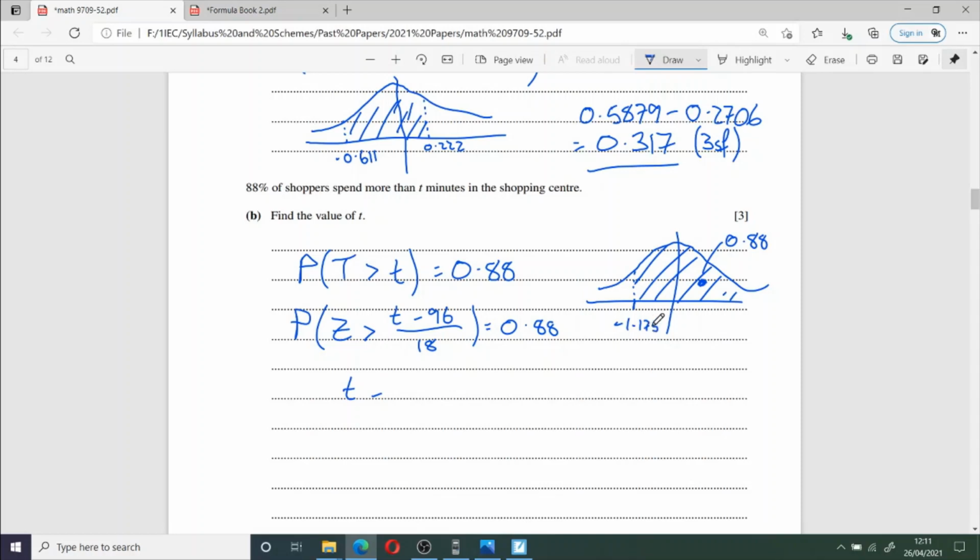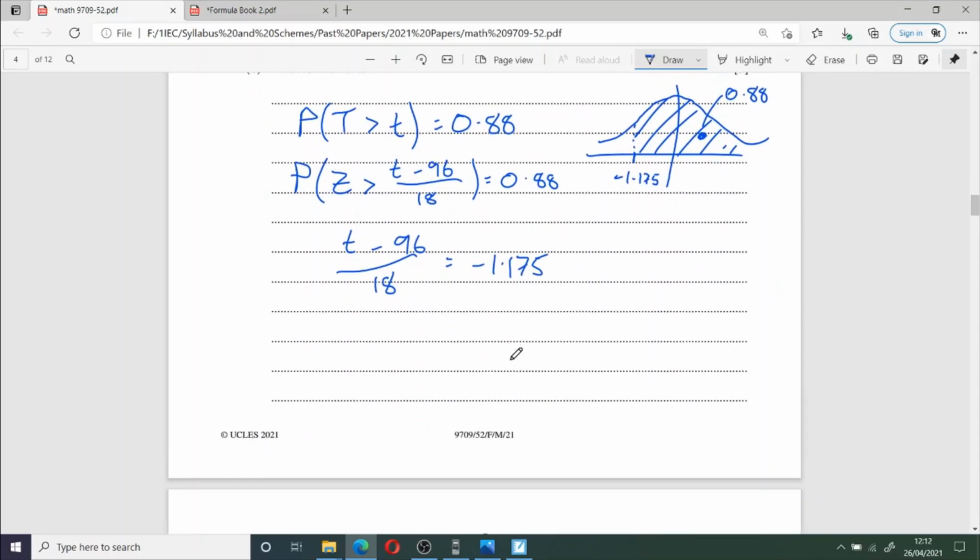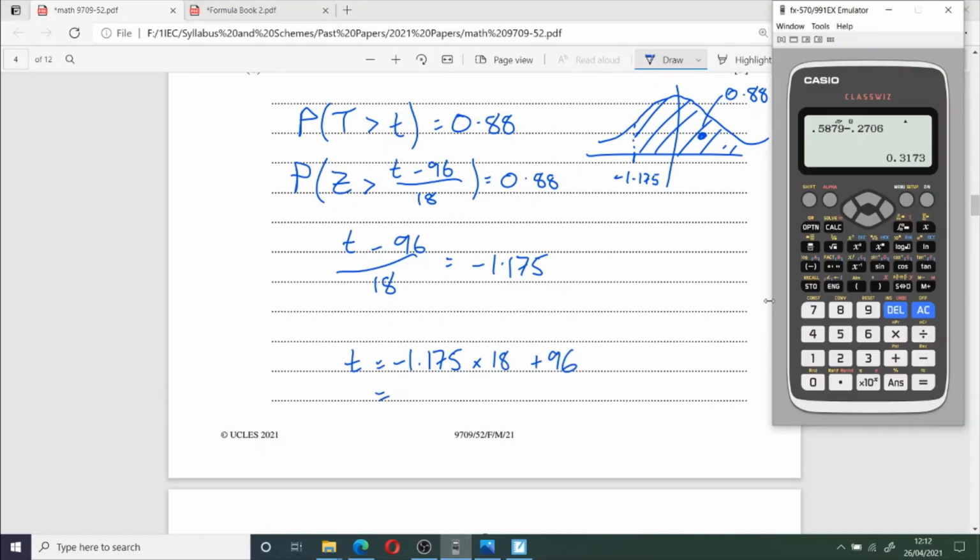So that must be at minus 1.175. So that means that (t minus 96) divided by 18 is equal to minus 1.175. So we're going to multiply both sides by 18 and then add on 96, and hope it gives us a reasonable answer.